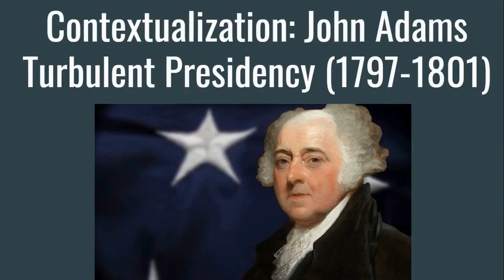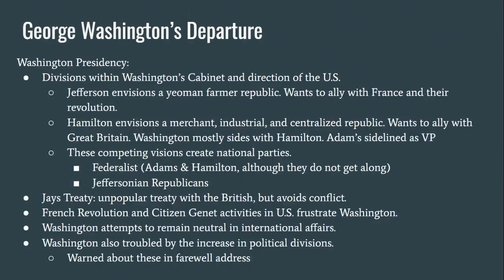In this video, we're going to put John Adams' turbulent presidency into context by taking a look at the situation John Adams was stepping into and some of the controversies of his presidency. After the ratification of the Constitution, George Washington won the first election for the presidency, and it was never in doubt he would become the first president. Washington, at the beginning of his presidency, was universally admired in the young republic.